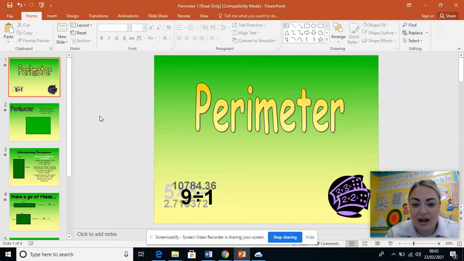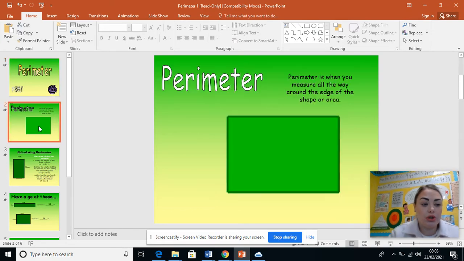Good morning, everyone. Today we are going to look at perimeter. Now, we've done perimeter previously, so today is going to be like a little recap on what we've already learned.